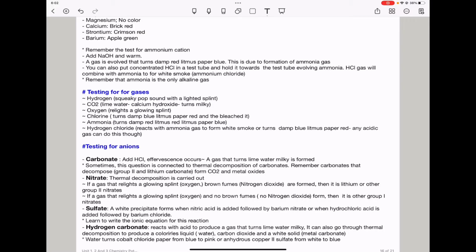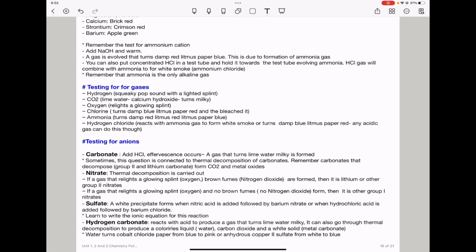Ammonia gas turns damp red litmus paper blue, and hydrogen chloride gas will react with ammonia gas to form white smoke, or it could turn damp blue litmus paper red, but of course this is going to be visible for any acidic gas.